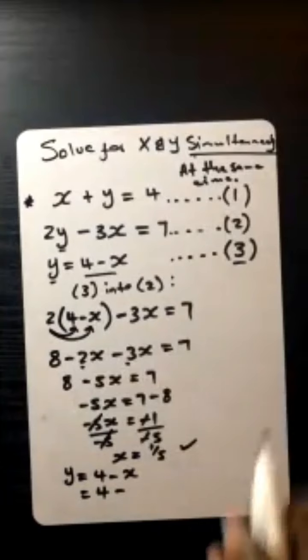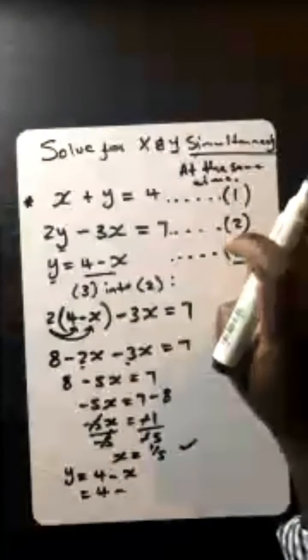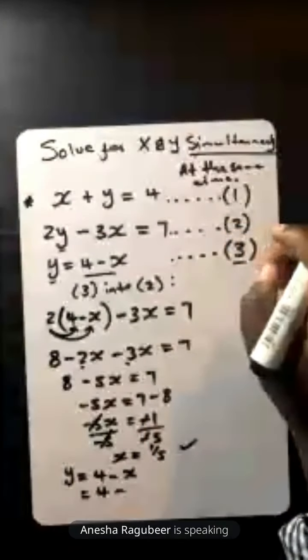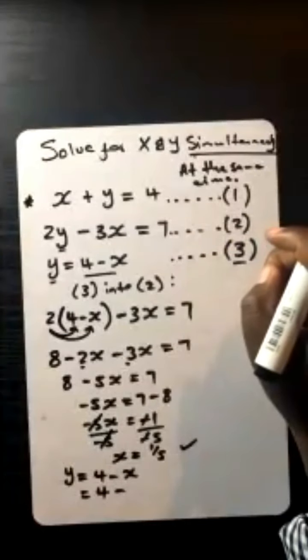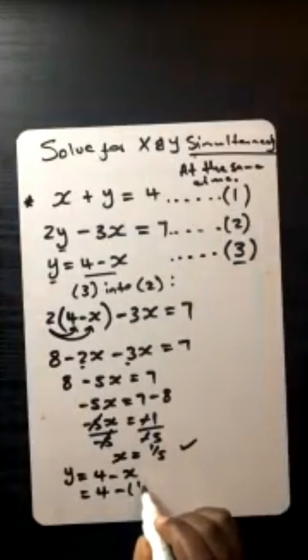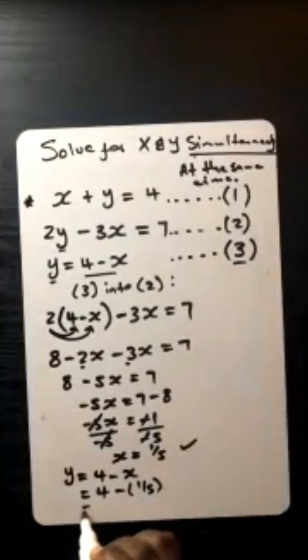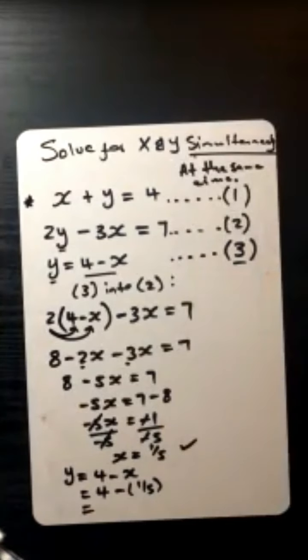Which means, remember, that third equation is y is equals to 4 minus x, which is equals to 4 minus... Shreyas, what is our x value there? Yes, sir. So the x value is 1 over 5. 100%, 1 over 5, close. So what is the y value?